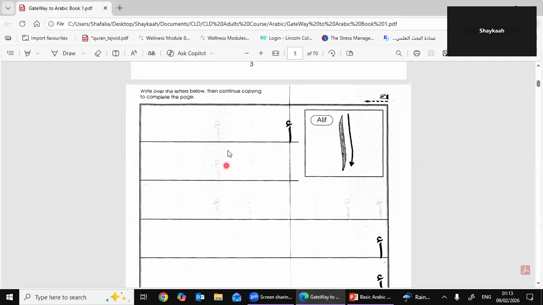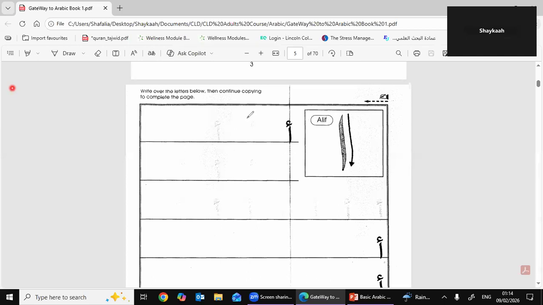We're now going to move on to our Arabic book, Arabic Medina book, or Gateway to Arabic book. For this book, what we're going to do is look at the four letters that we've just looked at, how to pronounce. We're going to look at how to write them now. So we're going to get our pen out.